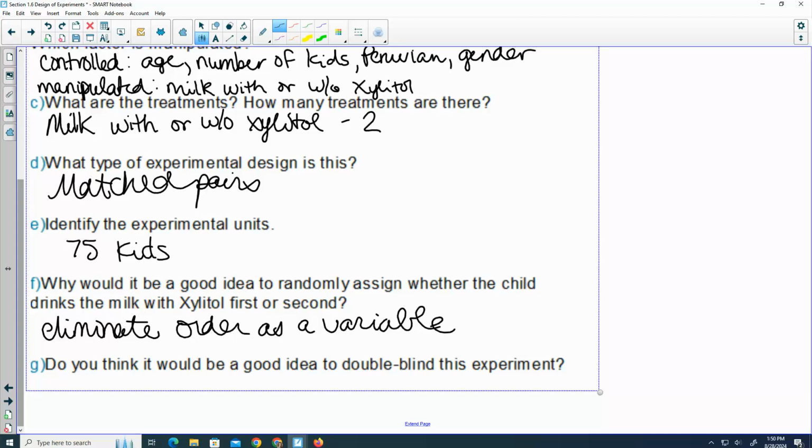Yeah, if you have a little kid, you're like, oh, this one's really good. They're going to think it tastes better. So you don't want to give it away. You want to make sure your experiment is really valid. So that would definitely be a good idea.